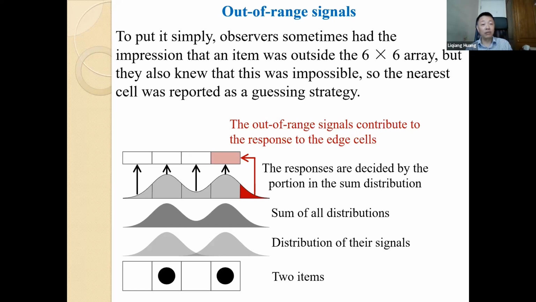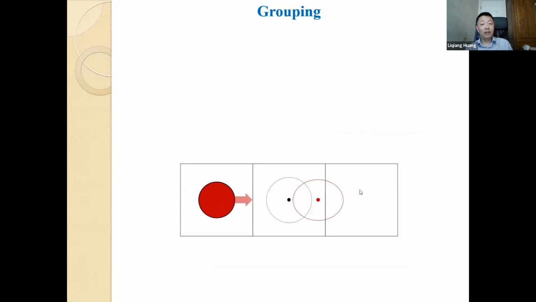So intuitively, this means when observers remember the items, occasionally they will remember an item outside this 6x6 array, but they also know that is impossible. So they figure, okay, my memory must be wrong, but I still want to make use of my memory. So I will just report the one that is the closest to that memory. So that's how this works.